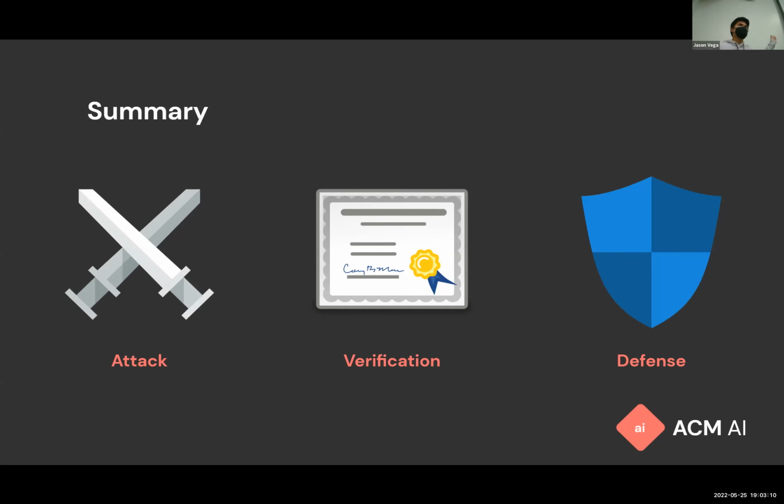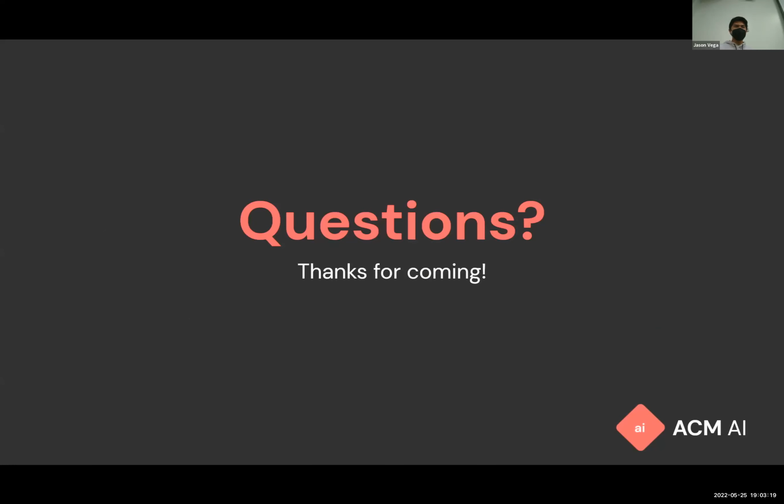So these are the three pillars of adversarial robustness. These are the three terms you should remember: attack, verification, and defense. And that's all. Thanks for coming. If you have any more questions, just let me know.